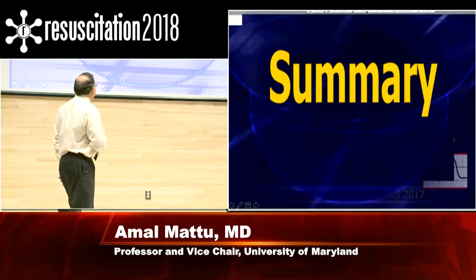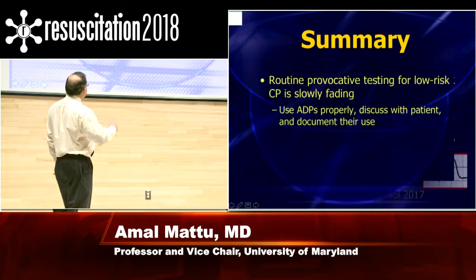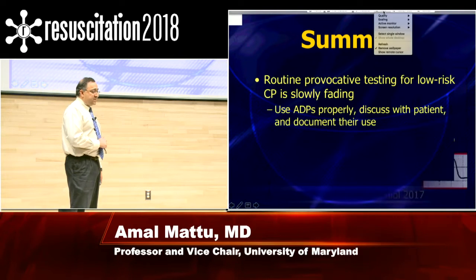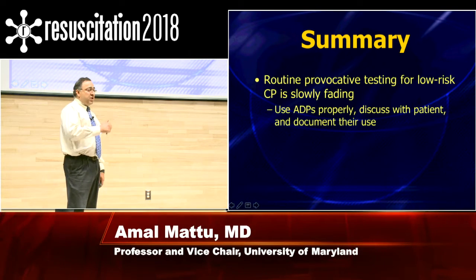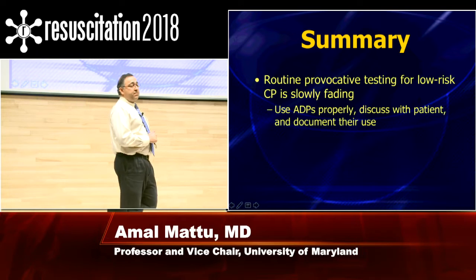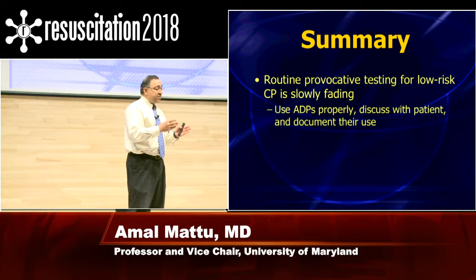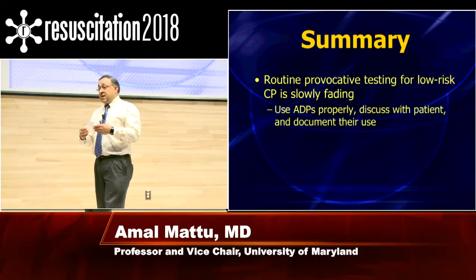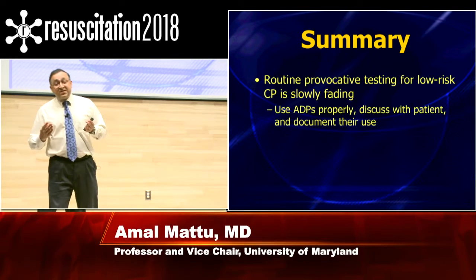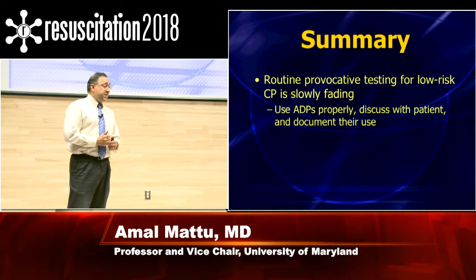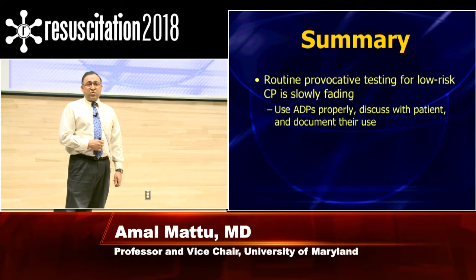All right, so quick summary of what we've talked about so far. Number one, again, remember, routine provocative testing for low-risk chest pain is slowly fading. Use your accelerated diagnostic programs, your HEART score or TIMI score, whatever, use it properly, discuss it with the patient, and discuss that maybe stress testing is not the best thing for these patients. Get them good follow-up and document what you're doing.